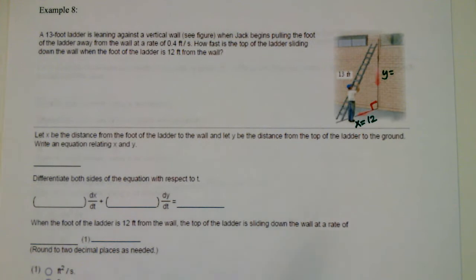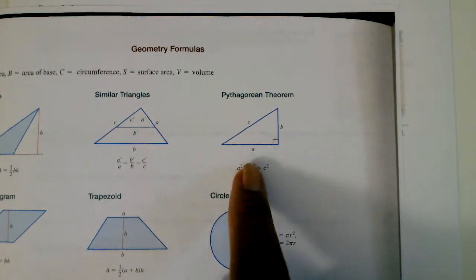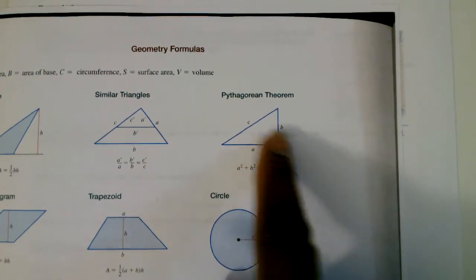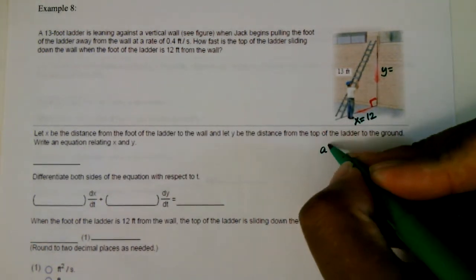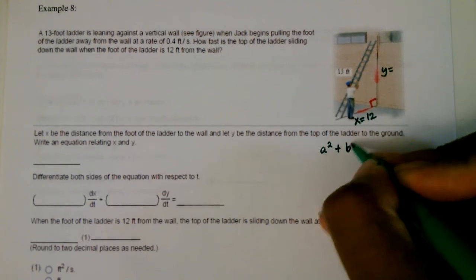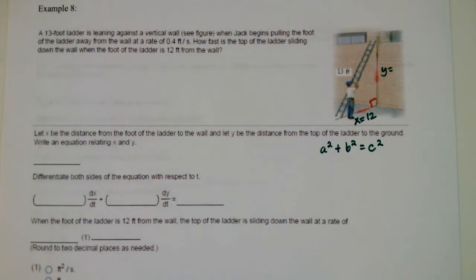So I'm going to be using something called the Pythagorean Theorem. And the Pythagorean Theorem is this: a squared plus b squared will be equal to c squared. So here I'm using the Pythagorean theorem for this situation. a squared plus b squared is equal to c squared.